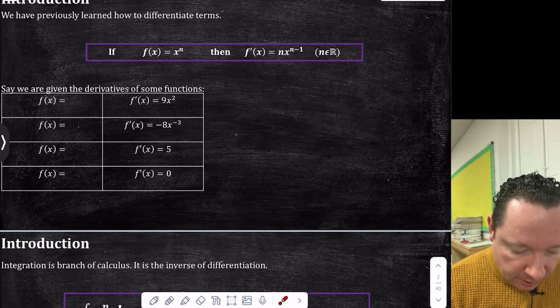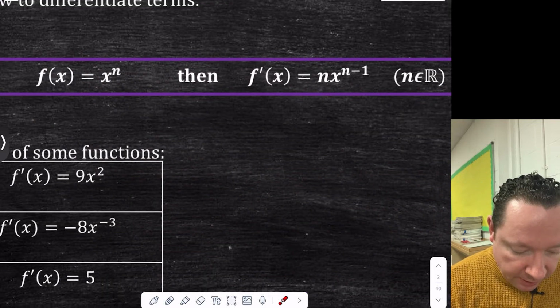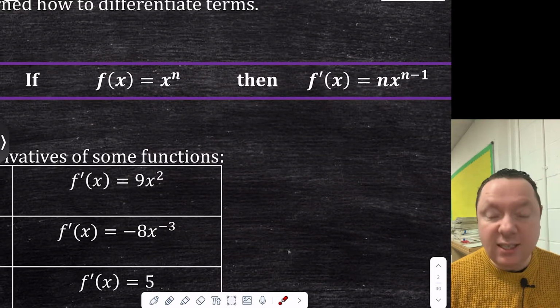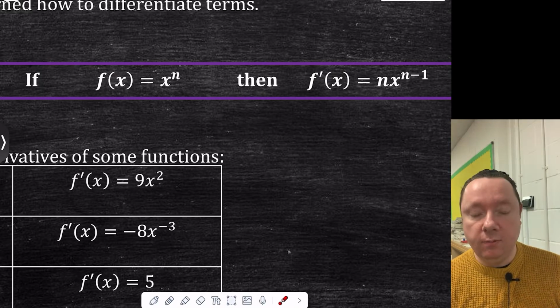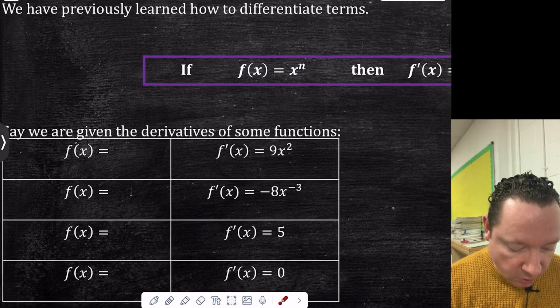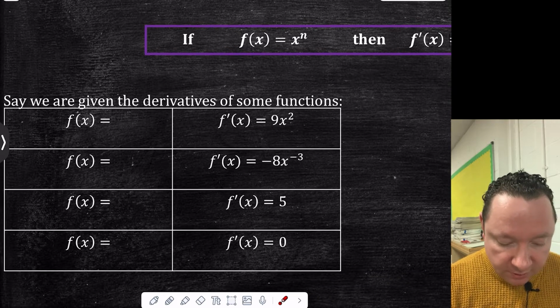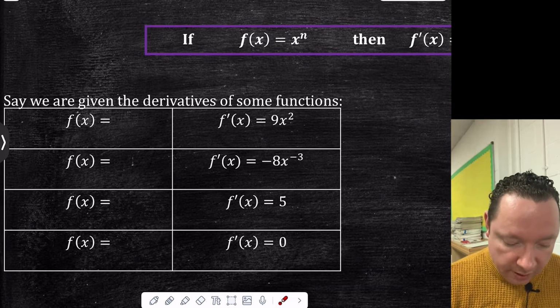Okay, what is integration then? Previously we learned how to differentiate terms. If f of x is x to the n, say, then f dash x would take the n to the front and take away 1 from the power. Here are some functions with derivatives. If the derivative is 9x squared, what was the function?